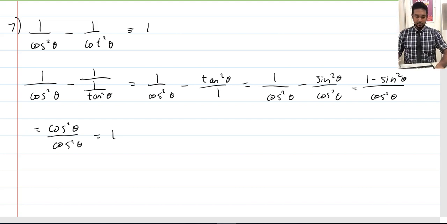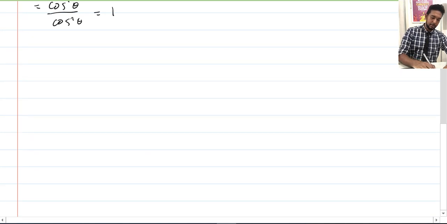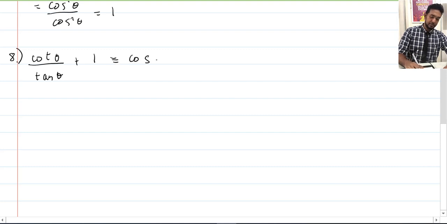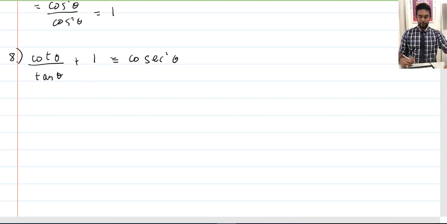All right. Okay, so 6 and 7, we okay with those? Yeah, all right, let's go down to 8 and 9. 8, we have a fun looking one, cot theta over tan theta plus 1 is identical to cosec squared theta. Now cosec we know is 1 over sine, so cosec squared is 1 over sine squared. So essentially what they're saying is that this should boil down to 1 over sine squared.